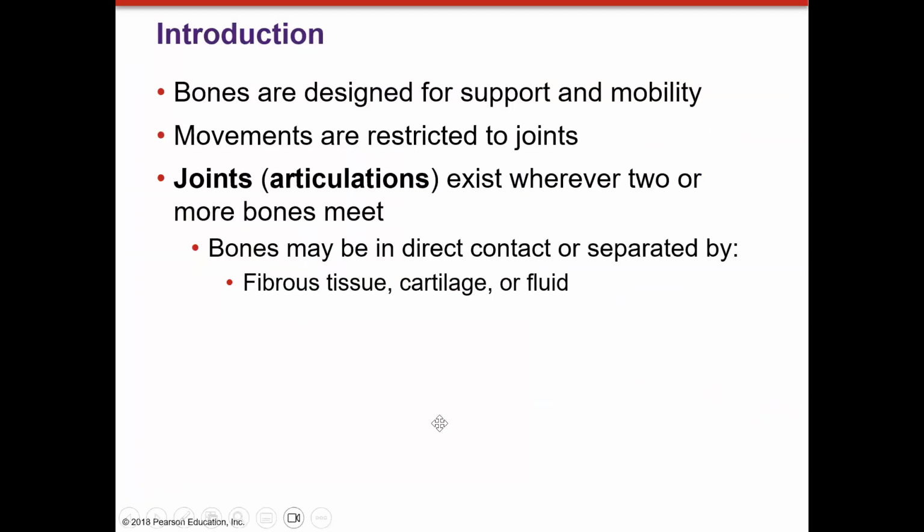So the basics: our bones are designed for support and mobility. The movements are restricted to the joints of the body. You might see it called articulations a lot in the different books that we're reading. So these joints, or these articulations, exist wherever two or more bones meet, and the bones may be in direct contact or separated by fibrous tissue, cartilage, or fluid.